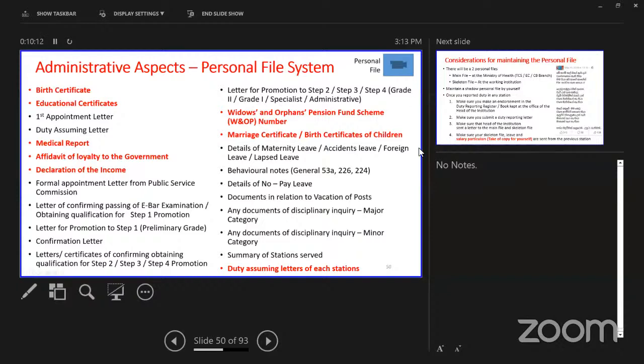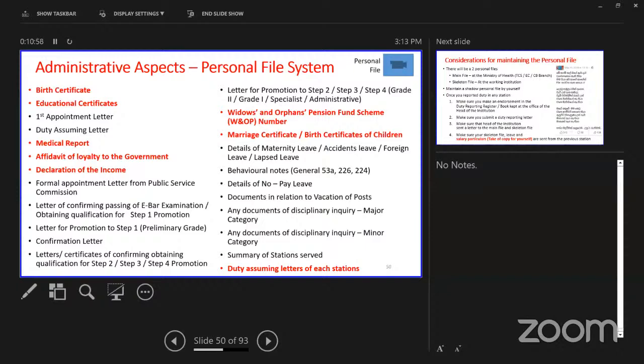So, incomplete personal file. These red color ones are the things you need to contribute actively, because even the subject clerk who is very efficient can't find these documents in your personal file, because he can't generate these. For example, birth certificate, educational certificate. At the duty reporting, you need to have the duty medical report, affidavit of loyalty to the government, and declaration of income. Then you have to actively get the WNOP number, marriage certificate and birth certificates of children, and duty assuming letters from each station. These are what you should actively provide to the subject clerk who is conducting the personal file.